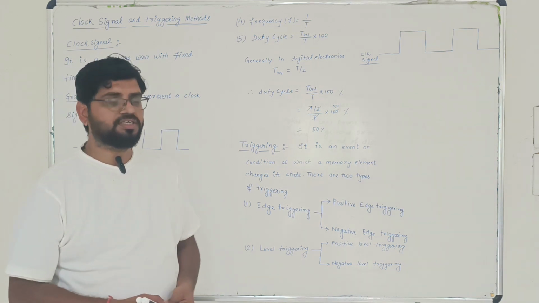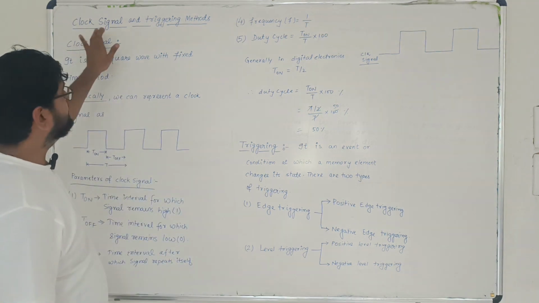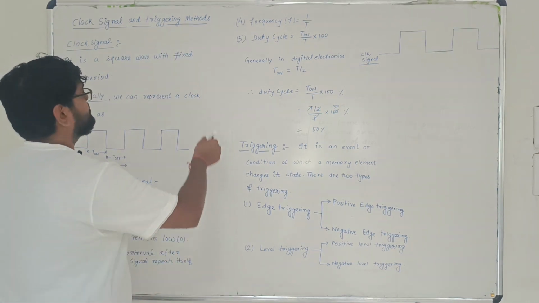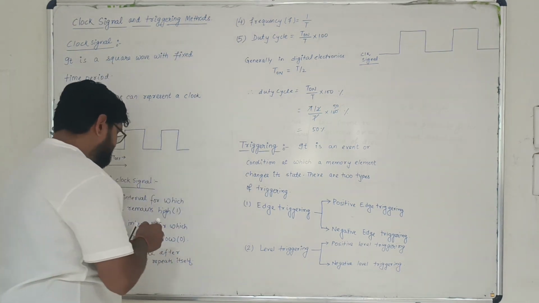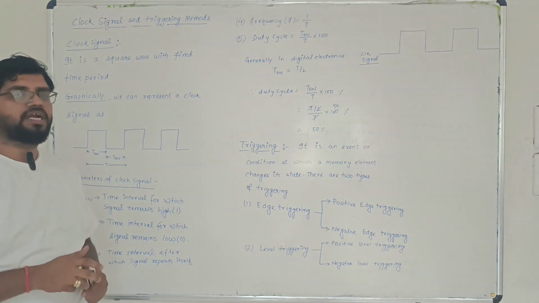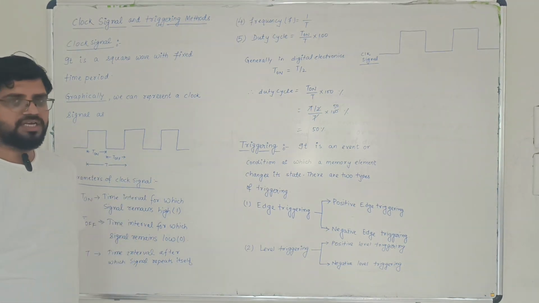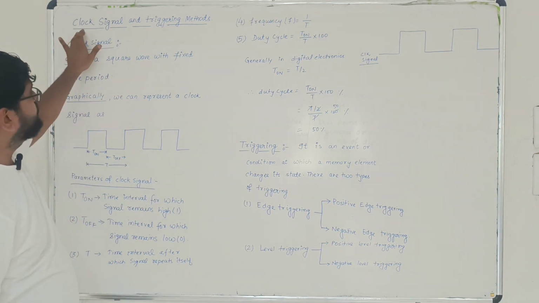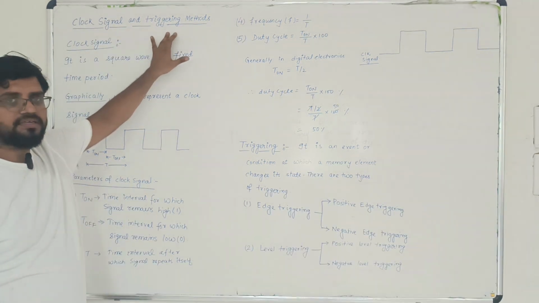Today's topic of discussion in digital electronics is clock signal and triggering methods. We know that these two are very important parts, because depending on them we will try to understand different types of memory element in the future classes. So for that reason we have to know about the clock signal and its triggering method.